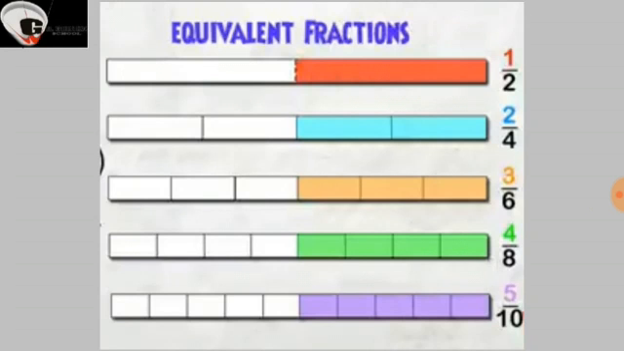As we can see, these are equivalent fractions. Why? Because the amount of shaded portion covered by these are the same, right? Now, even if we remove these rectangles, we can still find equivalent fractions.